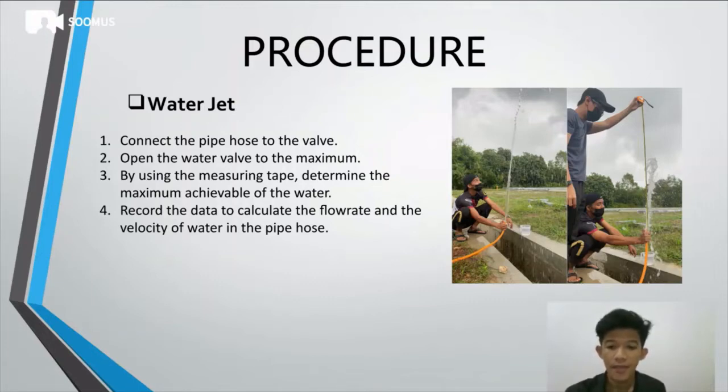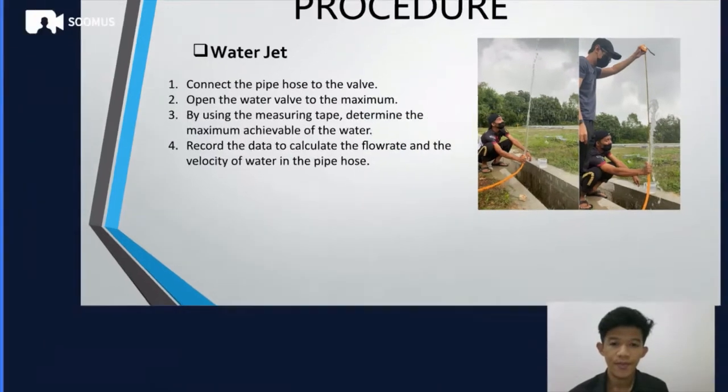After that, determine the maximum achievable water jet distance by using a measuring tape. This experiment is to calculate the flow rate and the velocity from a hose pipe. And from that, we can calculate the pressure in pipe based on the Bernoulli equation.